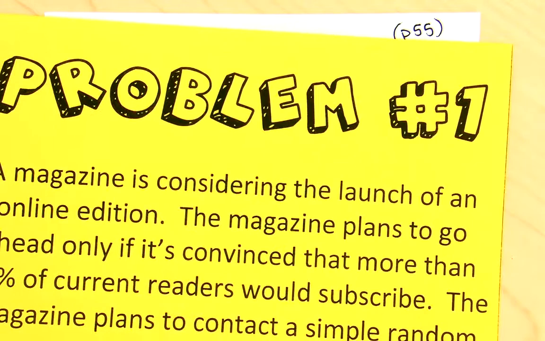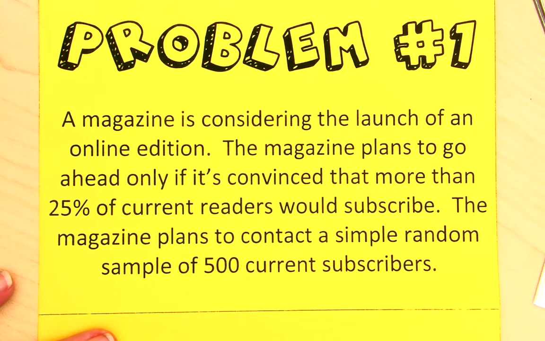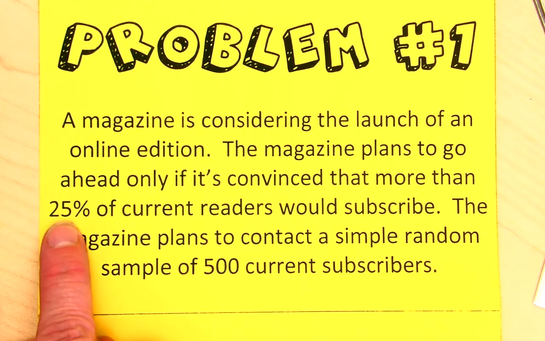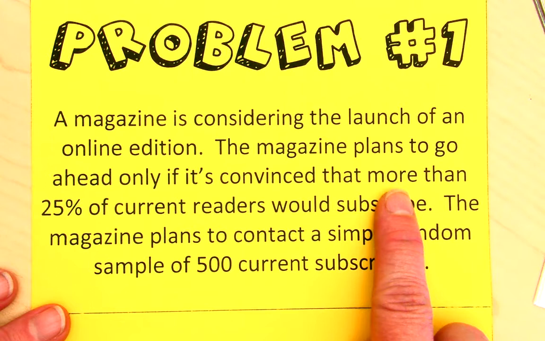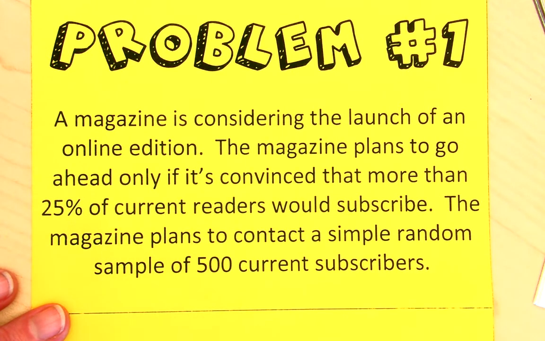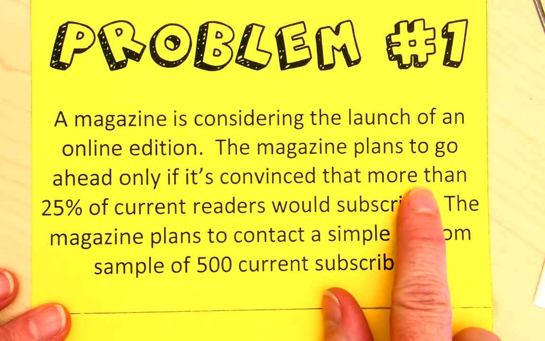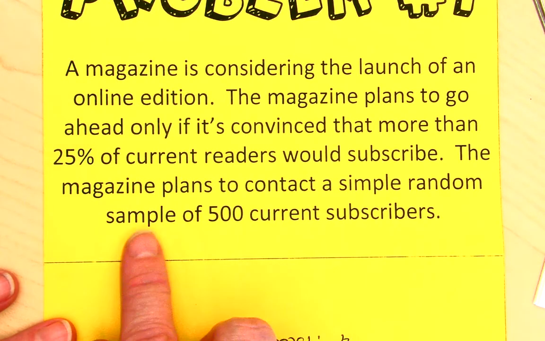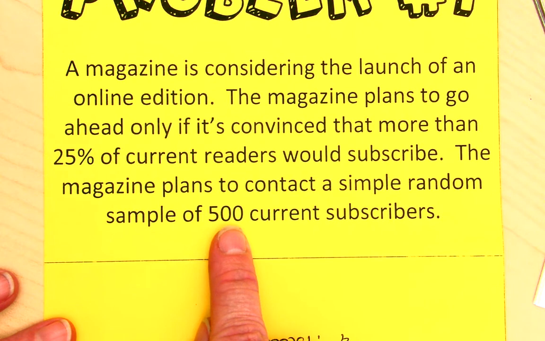For problem 1, here's what we were told. A magazine is considering the launch of an online edition. The magazine plans to go ahead only if it is convinced that more than 25% of current readers would subscribe. So this 25% is our hypothesized value. That is what we use for H0 and HA, that 0.25. We want more than 25%, so our HA inequality is going to be greater than, because we want more. We have a simple random sample of 500 current subscribers, so that's our sample size.